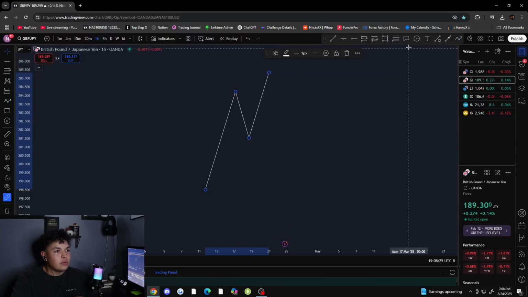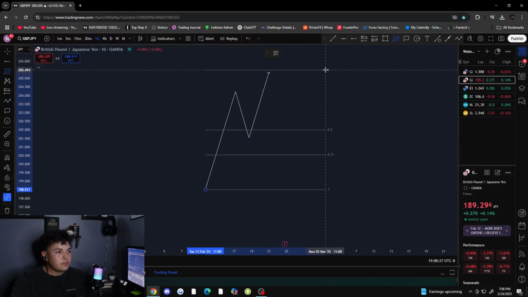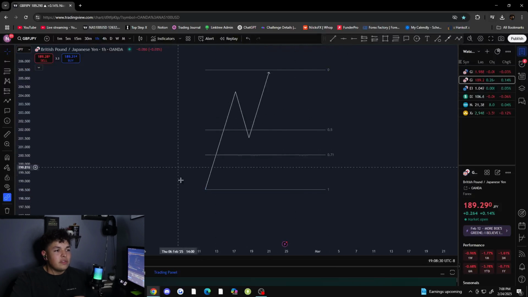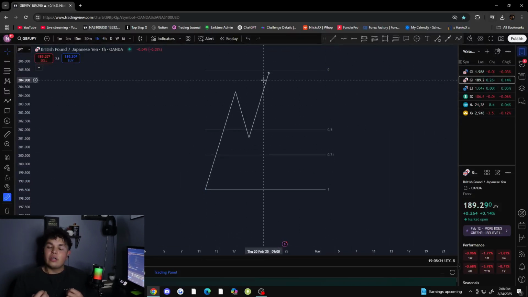So let's say this is our range. We would mark this up. Anything under the 50% equilibrium is discount. Anything above here is premium, right? If you've ever heard the concept of buy low, sell high, this is what it is.